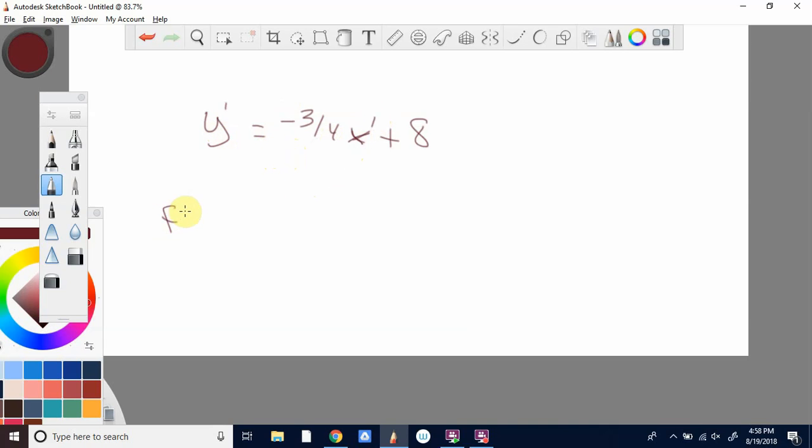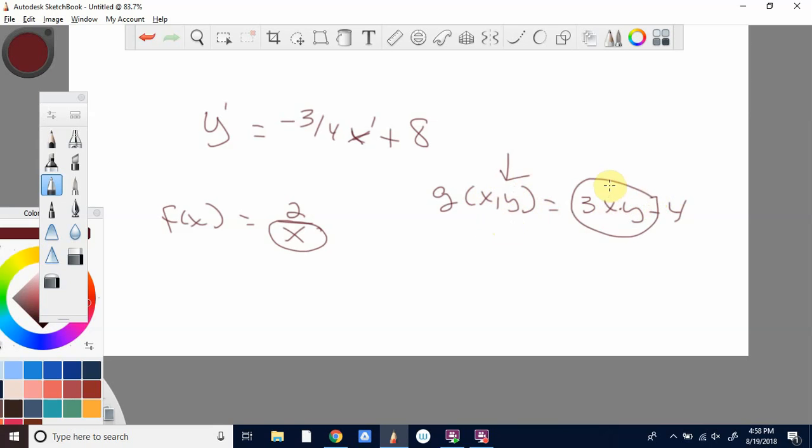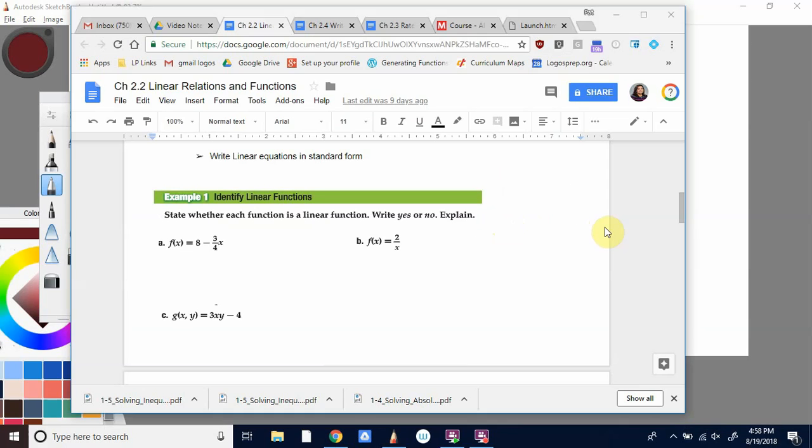Let's look at b. b is f of x equals 2/x. Is this a linear function? No, because you have x in the denominator. What about g of x comma y, 3xy minus 4? Even if you don't understand this, this is not a function because I have the product of x and y, two variables, on this side. So it is not a function. I want you to pause this video and do guided practice 1A and 1B.